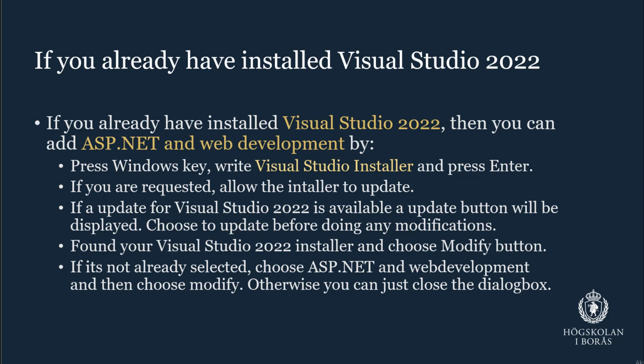Find your Visual Studio 2022 installer and choose the Modify button. If it's not already selected, choose ASP.NET and Web Development and then choose Modify. Otherwise, you can just close the dialog box.